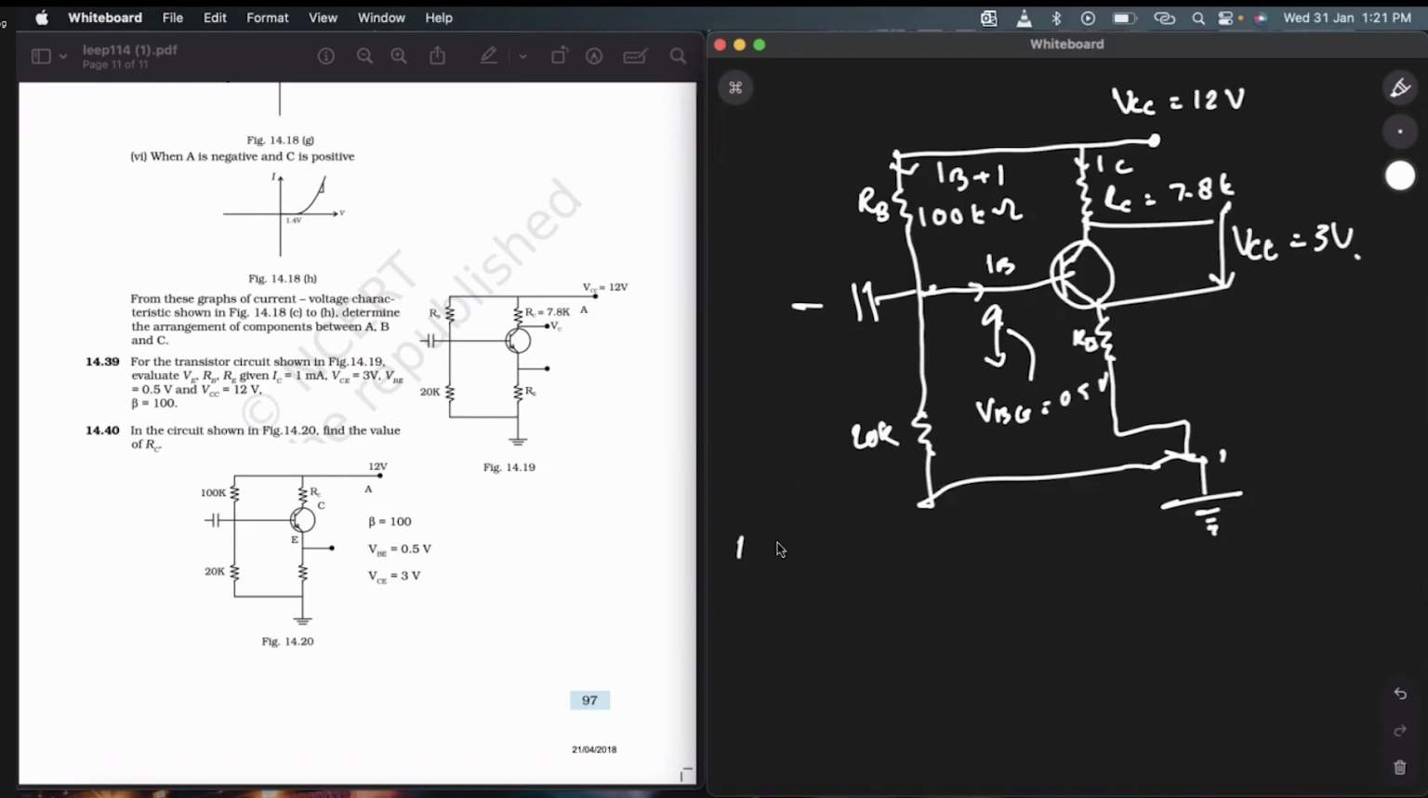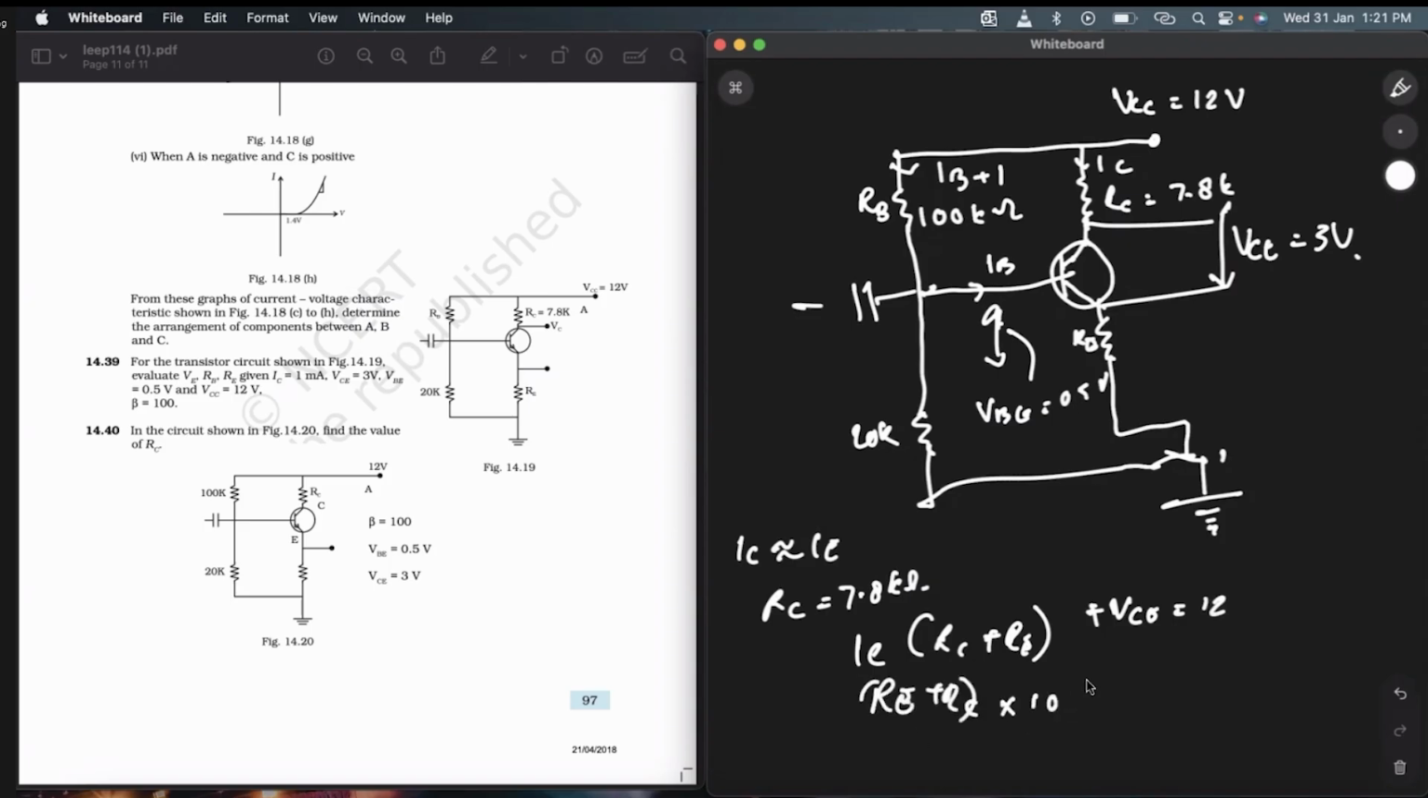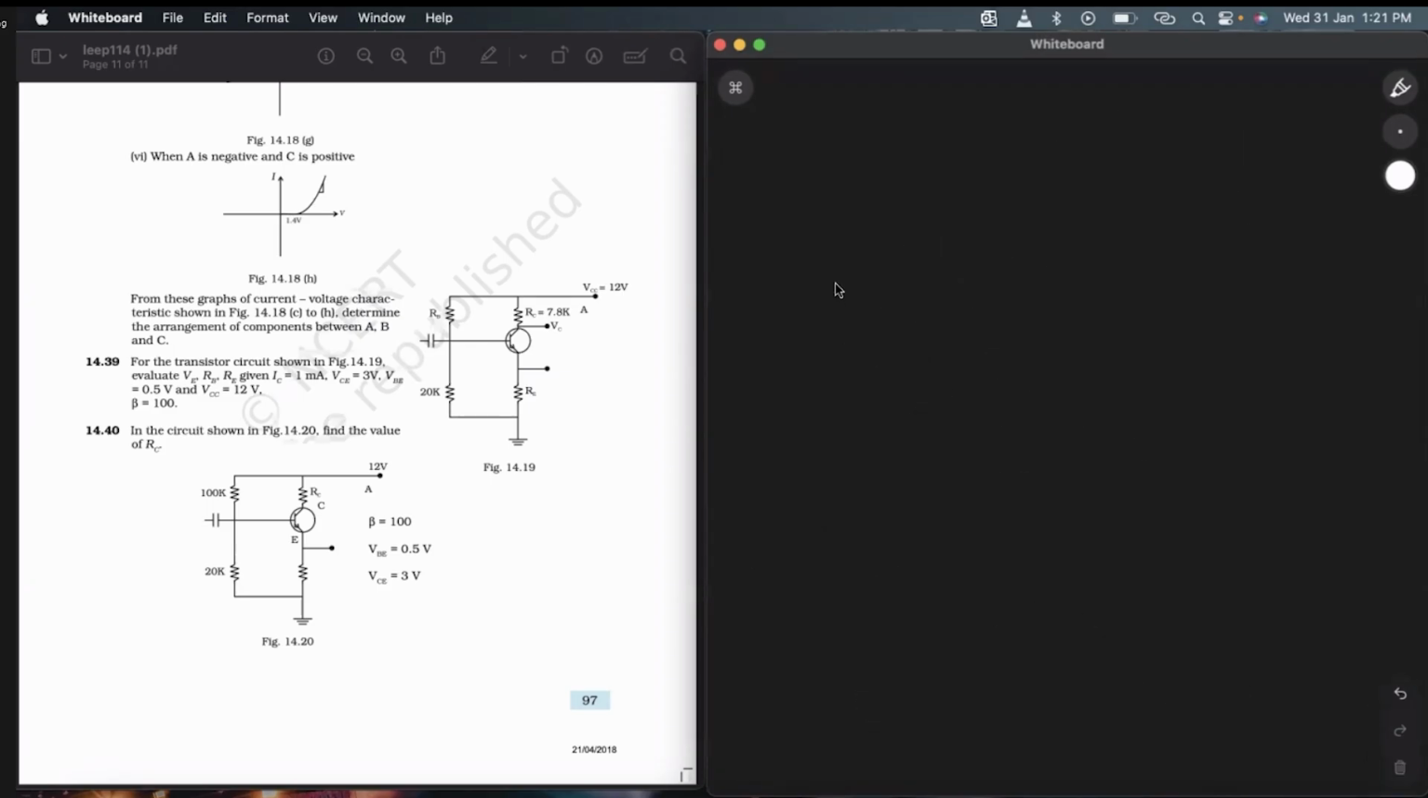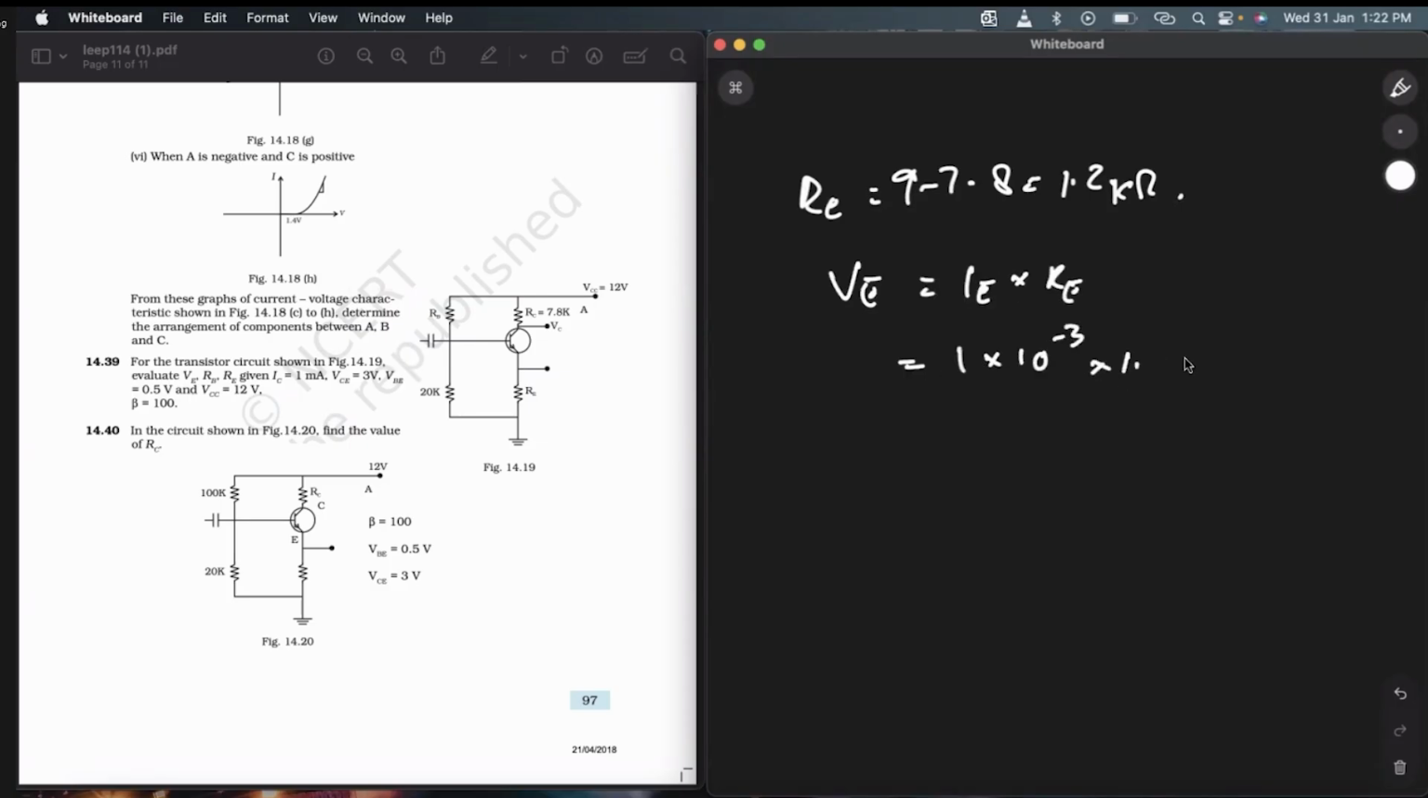Now IC will be approximately equal to IE, and RC is equal to 7.8 kilo ohms. So from the figure you already know IC times (RC plus RE) plus voltage across CE is equal to 12. Now I can write it as (RE plus RC) into 10 to the power of minus 3 plus 3 equals 12. RE plus RC is how much? 9 kilo ohm. So I can write RE is equal to 9 minus 7.8. RE will be 1.2 kilo ohms. Okay, VE I say is IE into RE. So I can write it as 1 into 10 to the power of minus 3 into 1.2 into 10 to the power of 3, so this becomes 1.2 volt.